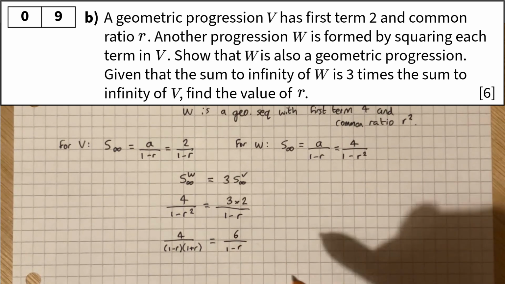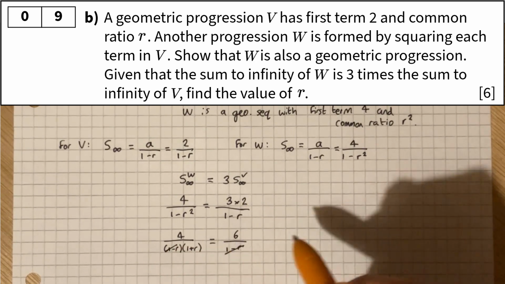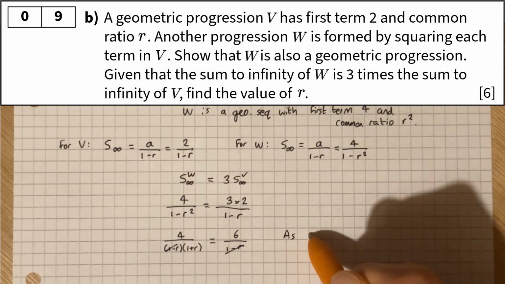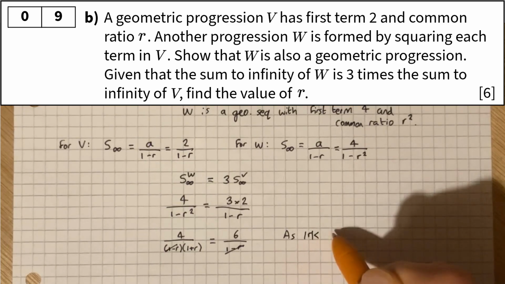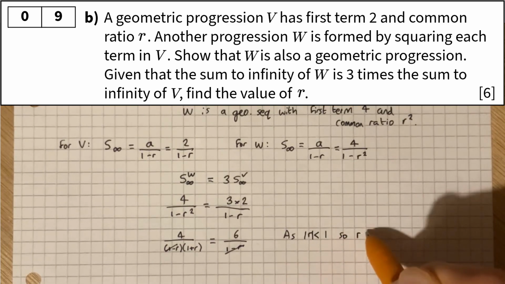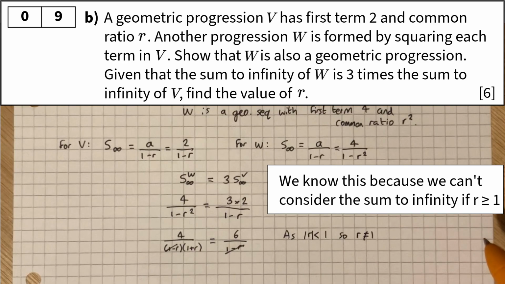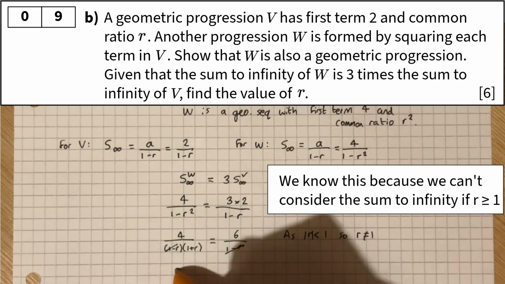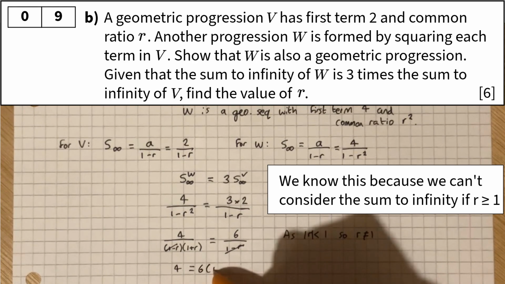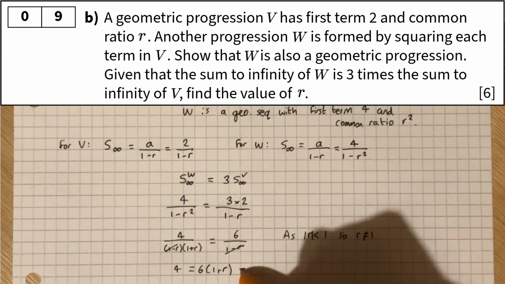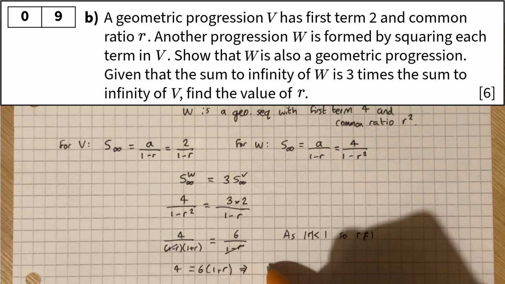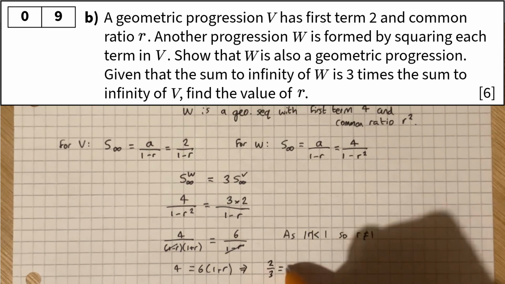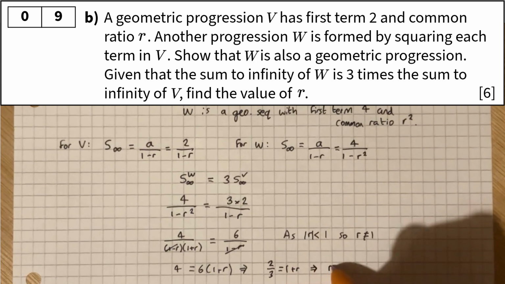And this means that I can cancel out on both sides. We know that r has to be less than 1, so we know that r is not equal to 1. So there's no problem here getting rid of these terms. Now if I times by 1 plus r, we'll get this. Divide both sides by 6. And then subtract 1 from both sides. This is our value of r.